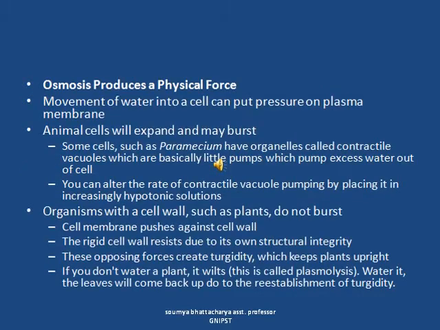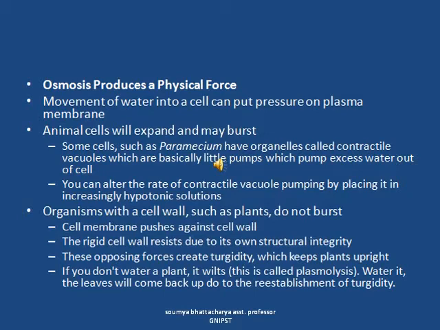Osmosis produces a physical force which helps in the movement of water into a cell, and can put pressure on the plasma membrane. An animal cell will expand and may burst. Organisms with a cell wall, such as plants, do not burst, because the cell membrane pushes against the cell wall. The rigid wall resists due to its own structural integrity. These opposing forces create turgidity, which keeps the plant upright.